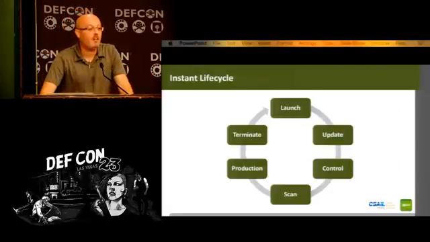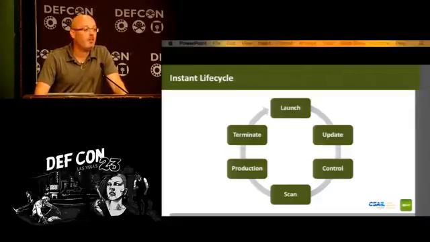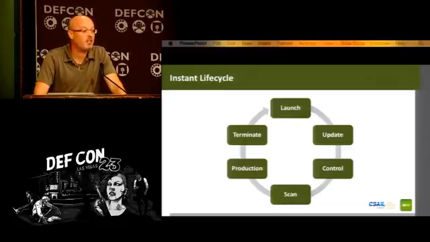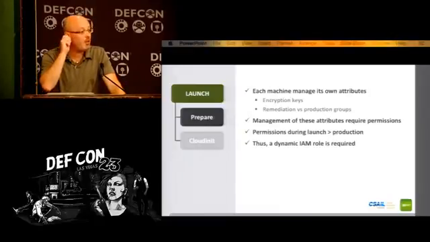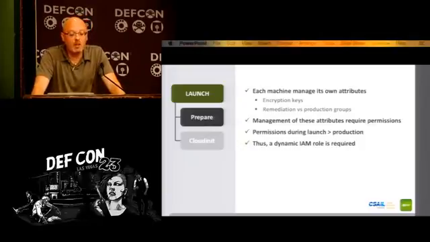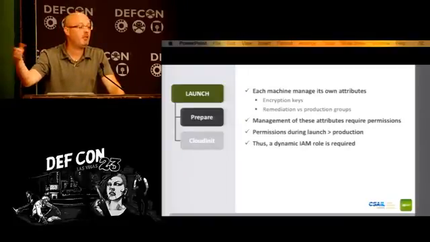So this is the lifecycle that we're talking about. We're talking about how to launch an instance, update it, control it, scan it, move it to production, and then terminate it. Basically the lifecycle of every average cloud server. What we do now is overview those steps, those phases, and then give you a quick demo on each one of them. So when you launch an instance, every machine handles its own encryption keys. It starts in remediation. When a machine is launched, it starts in a remediation group. Only when it's ready, it will be moved to a production group.